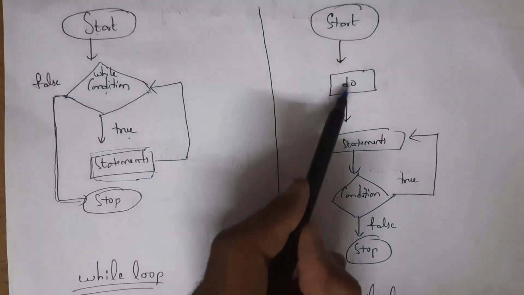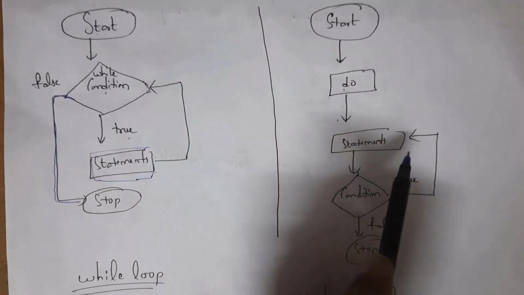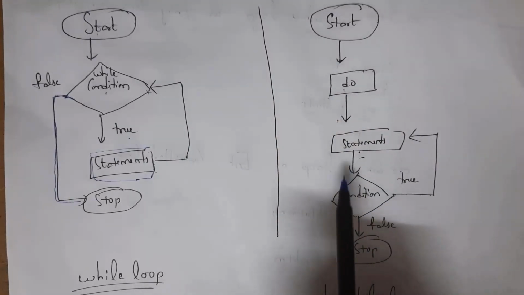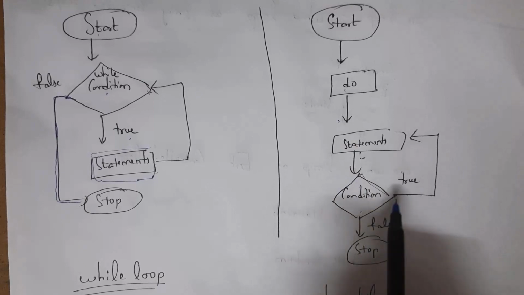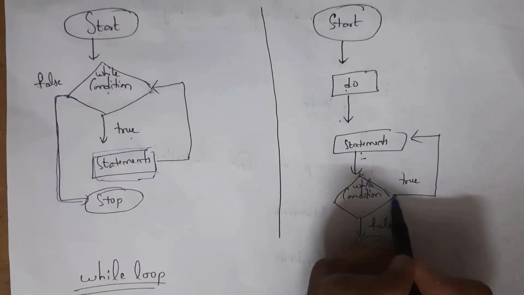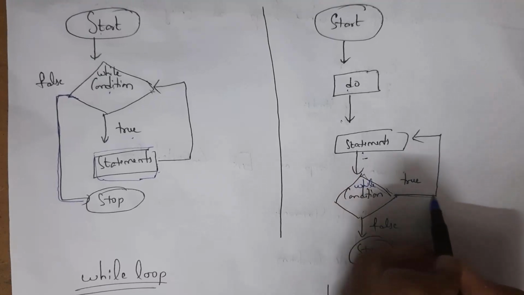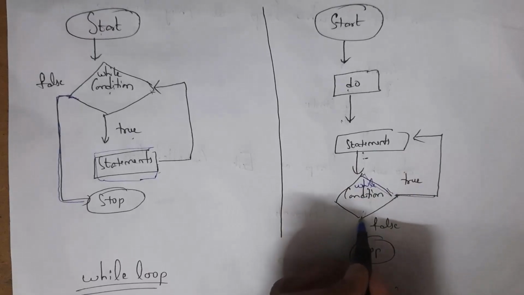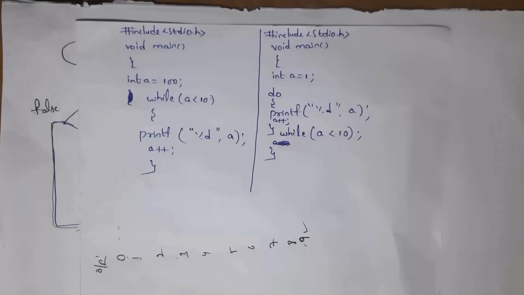At first you need to write do. Inside this do, you need to give some statements, and these statements will be printed until this while condition is satisfied. Here you can give the while condition. Until this while condition is satisfied, whatever statements are present inside this do will be printed. And whenever the condition reaches false, it will stop this loop. In exam they may ask the difference between while loop and do while loop.